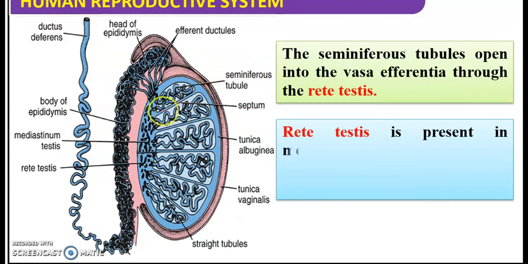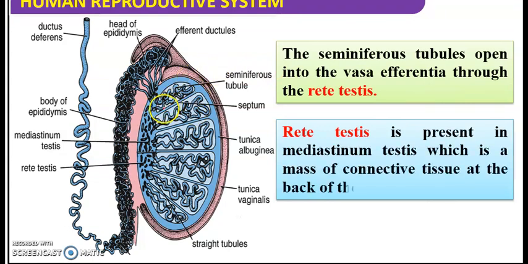Now, if you see all these seminiferous tubules, 3 of them, they join together. Can you see here? All this is one lobule. So there are 3 SFTs and they are joining together here. This region is called rete testis. Rete testis is present in the mediastinum, or in the middle of the testis, which is nothing but a thick mass of connective tissue. In this connective tissue, all the seminiferous tubules of one lobule join there. They form a network.